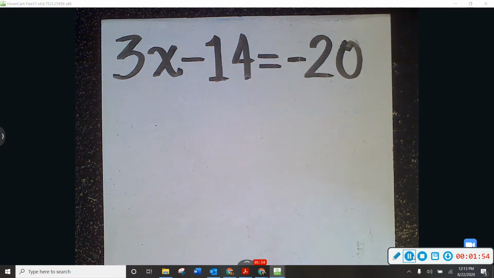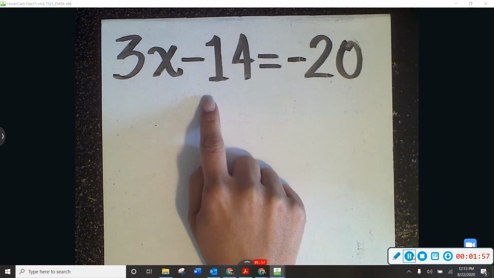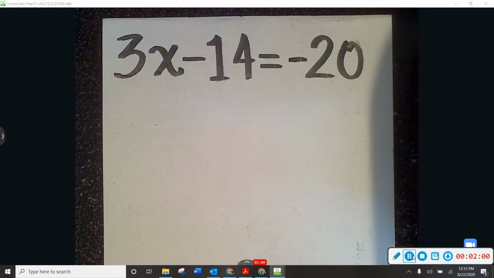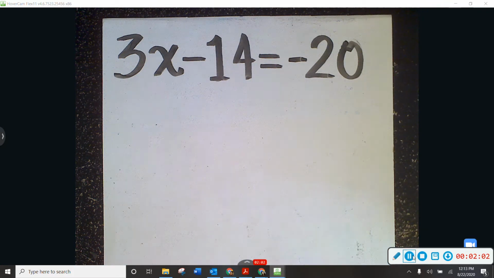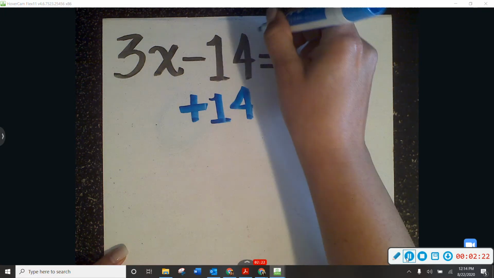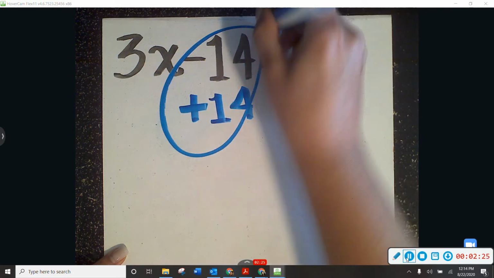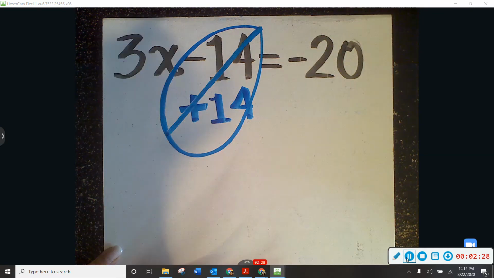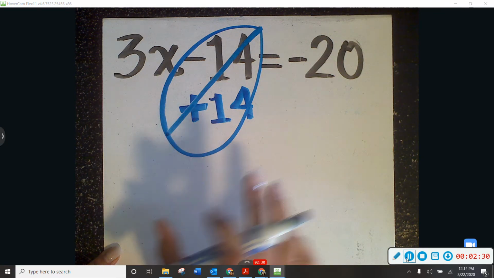So first and foremost, I want to remove my constant from the larger side of the equation. Now, because my constant is a negative, I would obviously want to use my inverse operation. So inverse is a fancy word for opposite. The opposite of negative or subtraction is, of course, addition. So I'm going to add a positive 14 to my negative 14, and that becomes a big fat 0. I have eliminated my negative 14 from the left side.